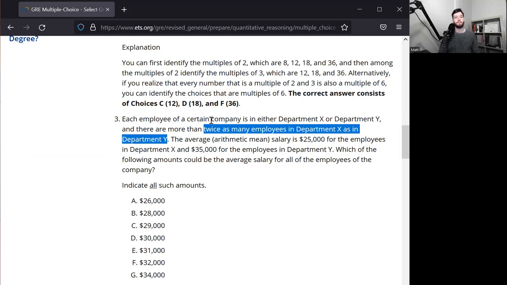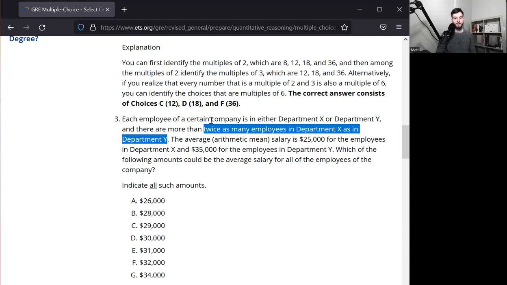Let's go to the extreme. It says more than twice as many employees in Department X. So let's say there are 1 million people in Department X and only one in Department Y. Then of course our average is going to be very close to 25,000. So let's use that as our minimum, we'll say 25,001 is the average. Now we need to find our maximum extreme. Our maximum extreme naturally would go the other direction. We need to have as many people in Department Y as possible.